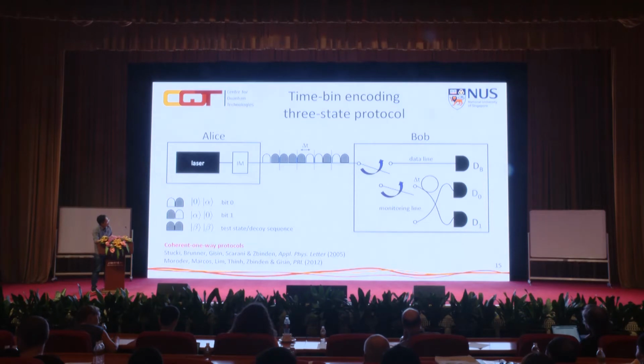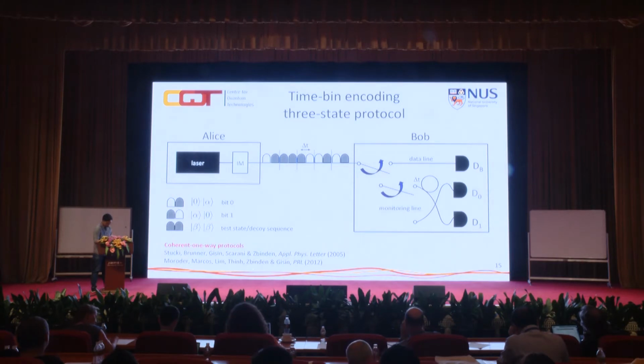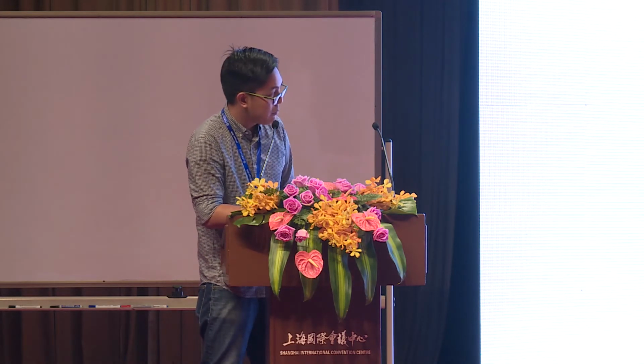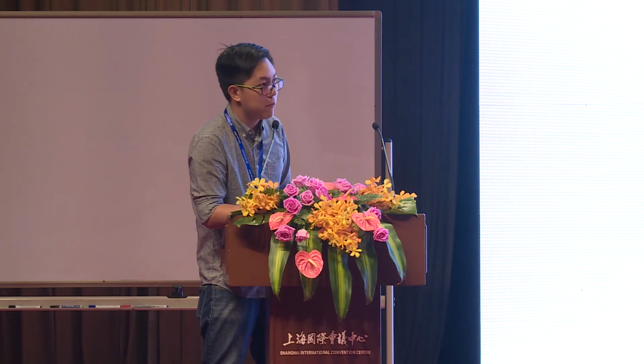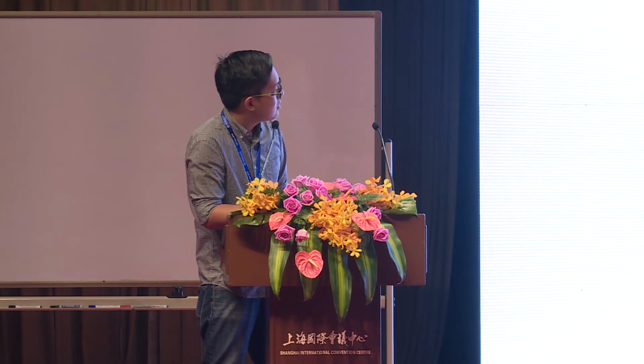So we have these switches that will determine whether Bob is going to measure in the data line or the monitoring line. And last but not least, in the COW protocol, the test state is fixed to have the same intensity as the signal states. But in this protocol, we are free to optimize the intensity of the test states such that it gives us the best key rate. So again, playing the same game and using, again, the second level of the hierarchy, we obtain the following key rates.